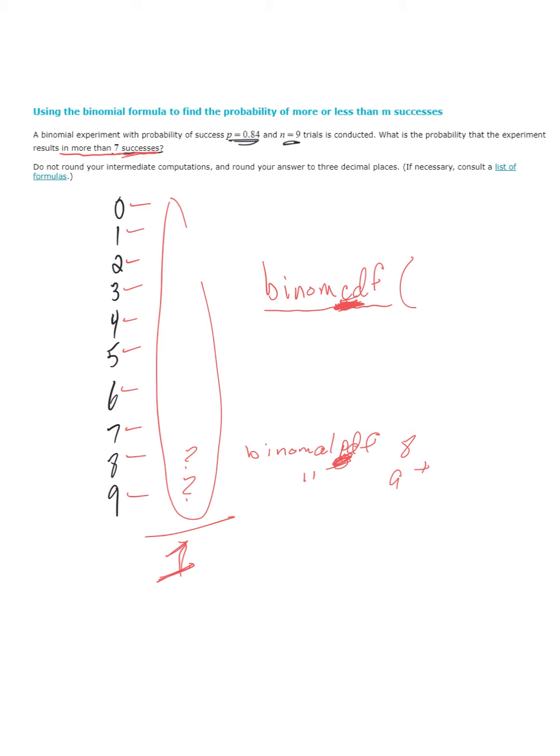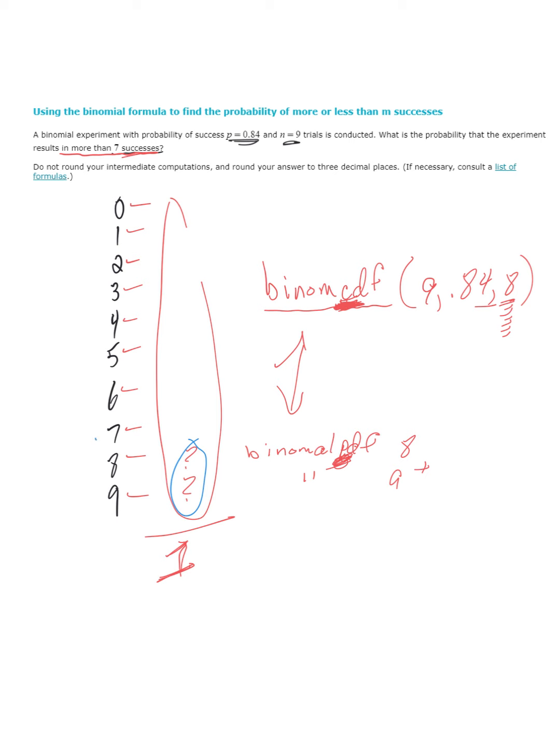Let's just say I type in the number of trials is 9. The probability of success is 0.84. And if I were to put an 8 in there, what this is going to do is give me the probability of 8, 7, 6, 5, 4, 3, 2, 1. It's going to count down from 8. It's going to find all those probabilities and add them together. Okay? And what I really want is more than 7, right? So I want these two. So how does that help me?